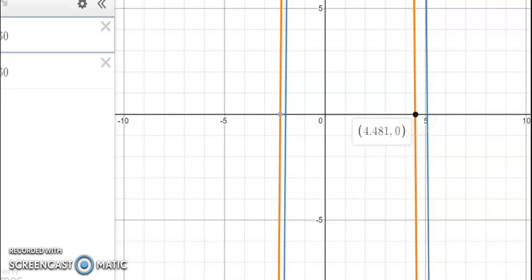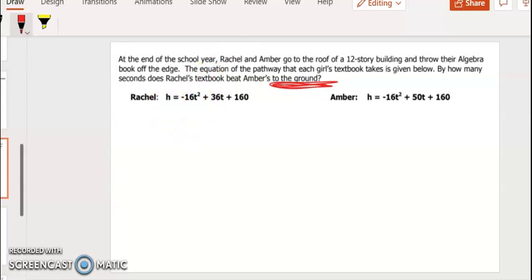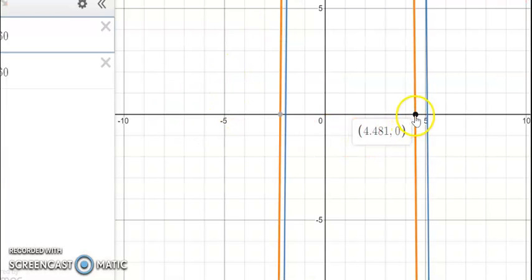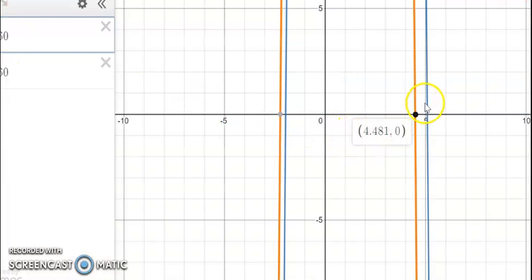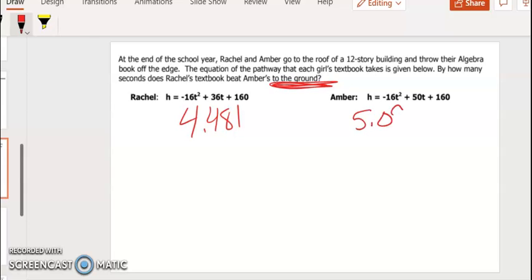Now, the first equation I put in was Rachel's. Okay, so Rachel was orange here. It took her 4.481 seconds. Okay, 4.481. Now, Amber's was this second equation, the blue one. Okay, and it took hers 5.09. Okay, this is what the question says. By how many seconds does Rachel's textbook beat Amber's to the ground?